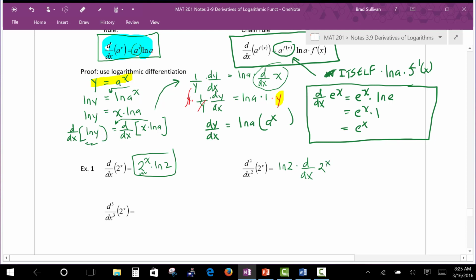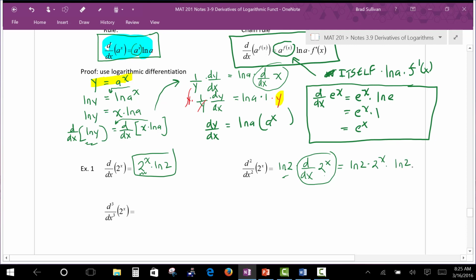Remember, if you have a constant times a function, you just write the constant down and multiply it by the derivative. That's one of the basic derivative rules we learned. Okay? All right, so what you're going to do is write down the ln 2 again. Didn't we already do the ln of 2x? We just do it again. So it's going to be itself, 2 to the x, times the logarithm of 2.